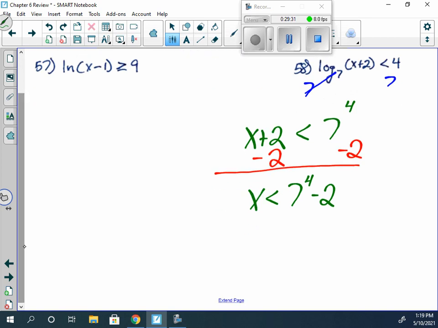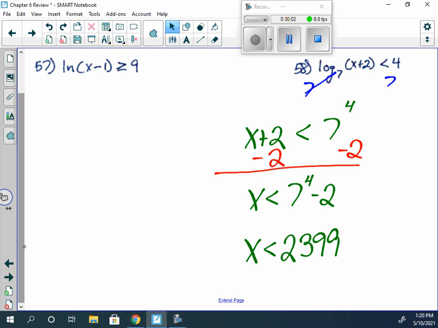When are we supposed to flip the sign? Whenever we multiply or divide by a negative. If we multiply or divide by a negative, then we flip the sign. Addition and subtraction, we do not. Seven to the fourth minus 2 is 2,399.